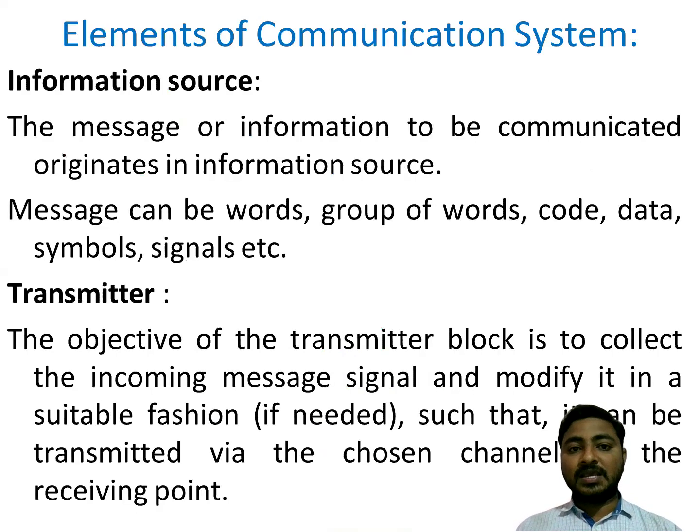The first block of the communication system is the information source. The message or information to be communicated originates in the information source. A message can be a word or grouping of words, code, data, symbol, signal, anything. Next, the second block of the communication system is the transmitter. The main objective of the transmitter block is to collect the incoming message signal and modify it to make it suitable for transmission via the channel.